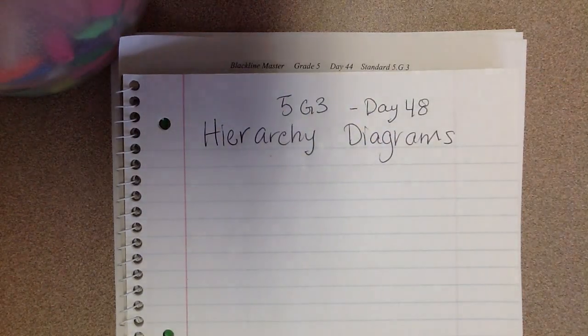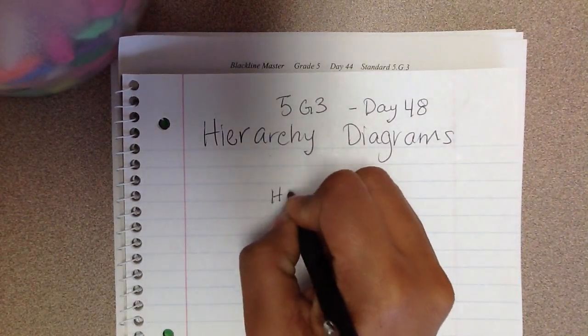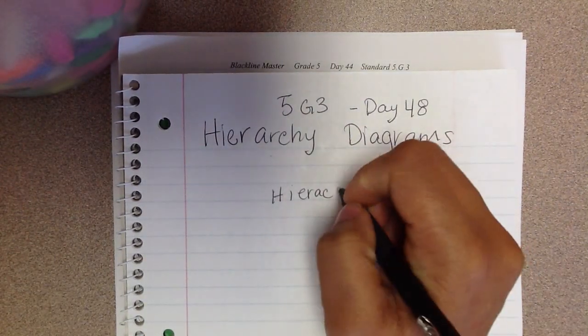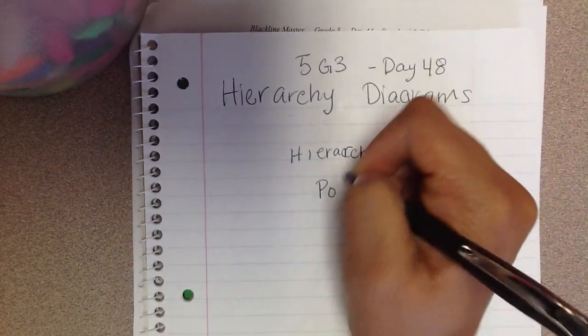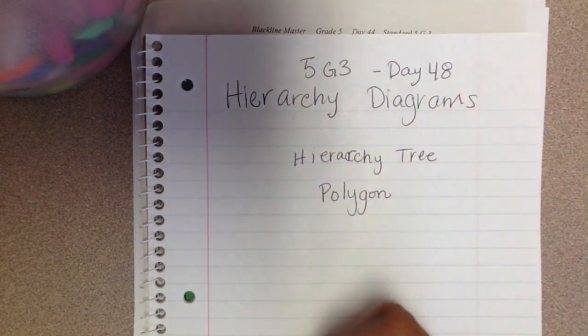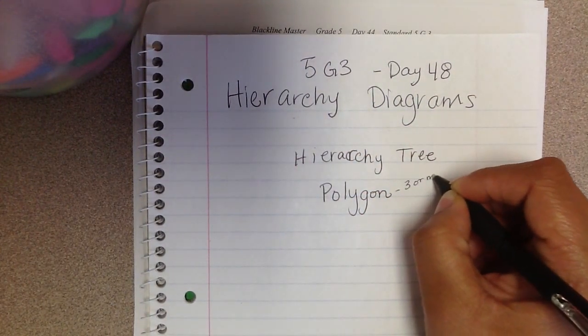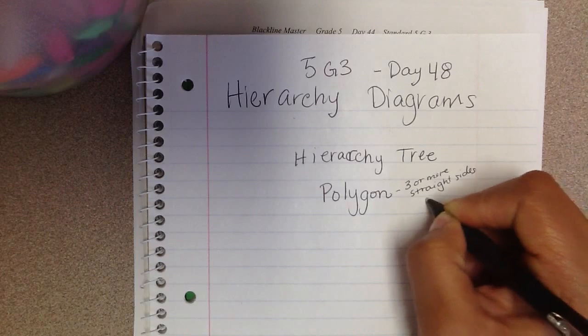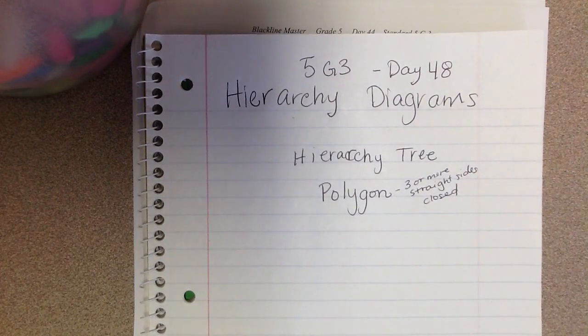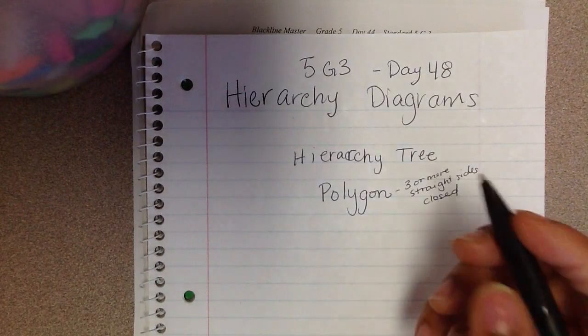I don't have the printed out pages, but what I am going to do is show you the pages, kind of draw the pages out so you can see. So the first one we're going to look at is the day 48 page that says hierarchy tree. And the big category it has is polygon up top. And we know that a polygon has 3 or more straight sides and it is closed. Okay, so there's a lot of different shapes that fit up under that category.